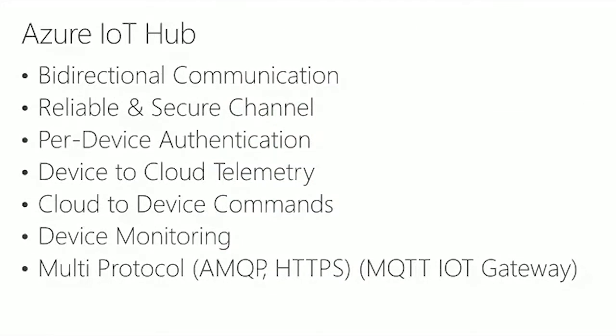I noticed at the beginning of this presentation, I said events, but that's kind of the same thing. You can send commands or events from the cloud to your devices. And then you have device monitoring. You need to know if a particular device is connected or not, and so on and so forth. And all these features support multiple protocols. You can have AMQP, HTTP, or use the MQTT IoT gateway to accomplish that as well.